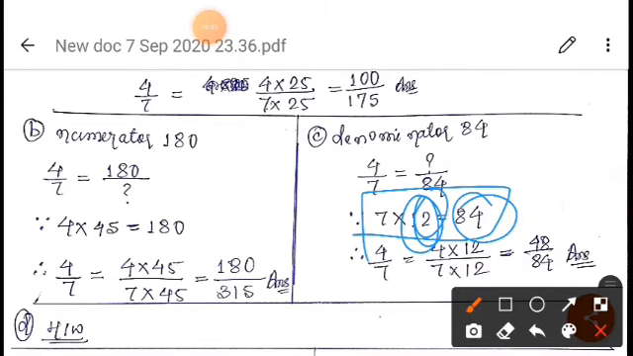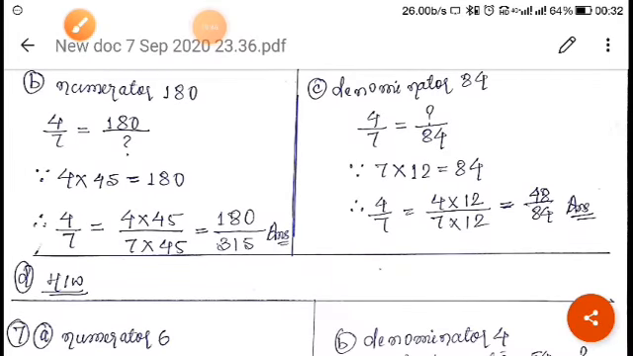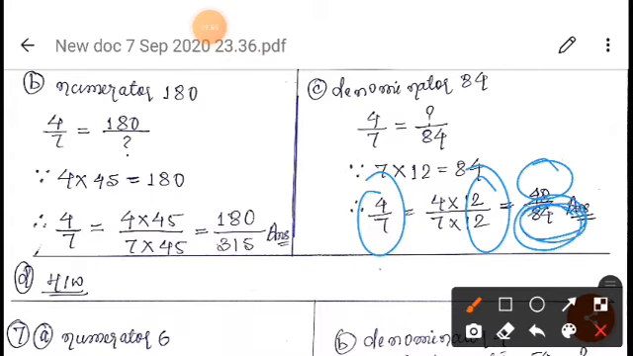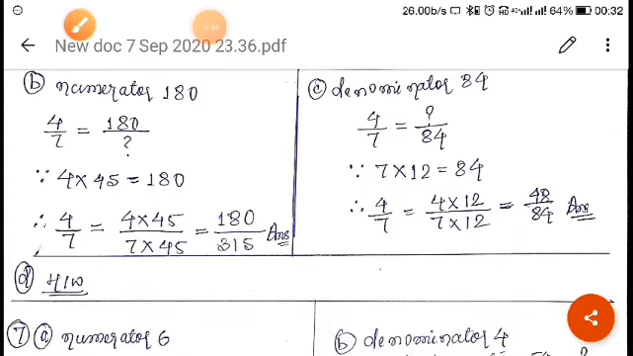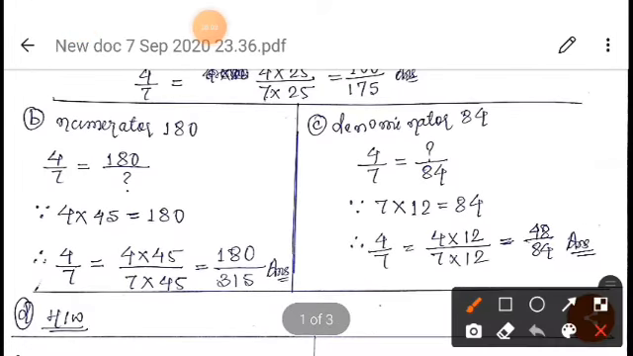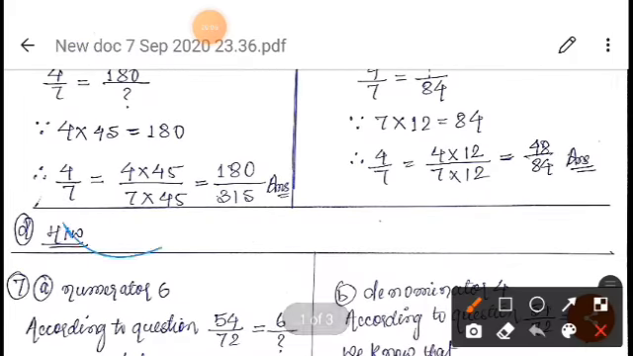So we will multiply this 4 by 7 with 12 on both numerator and denominator. As you can see, we have got 84 in the denominator and 48 in the numerator. I hope you have understood this. This question is also the same, and question number D is your homework. You will do it at home.